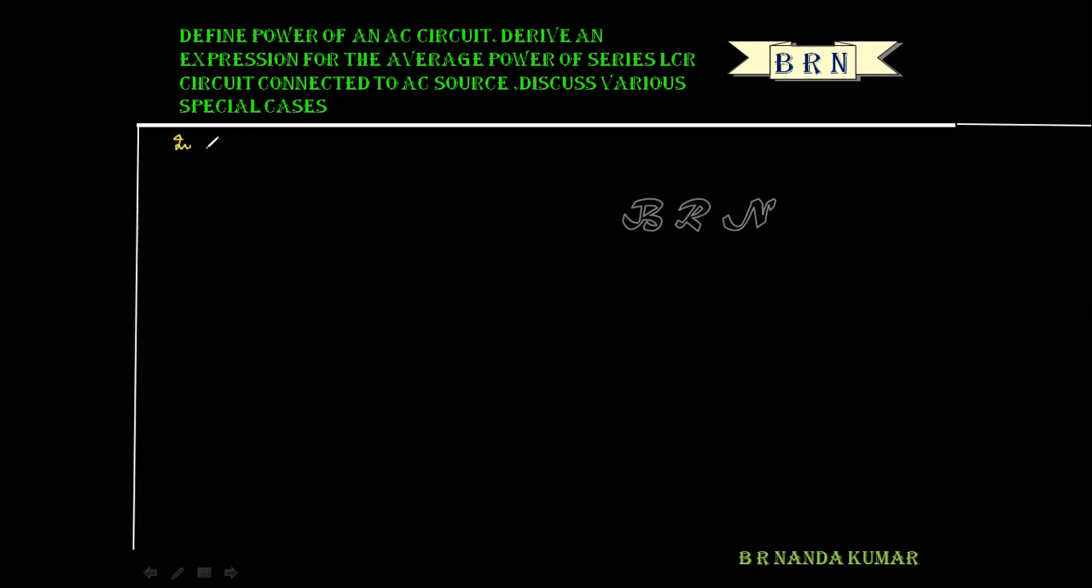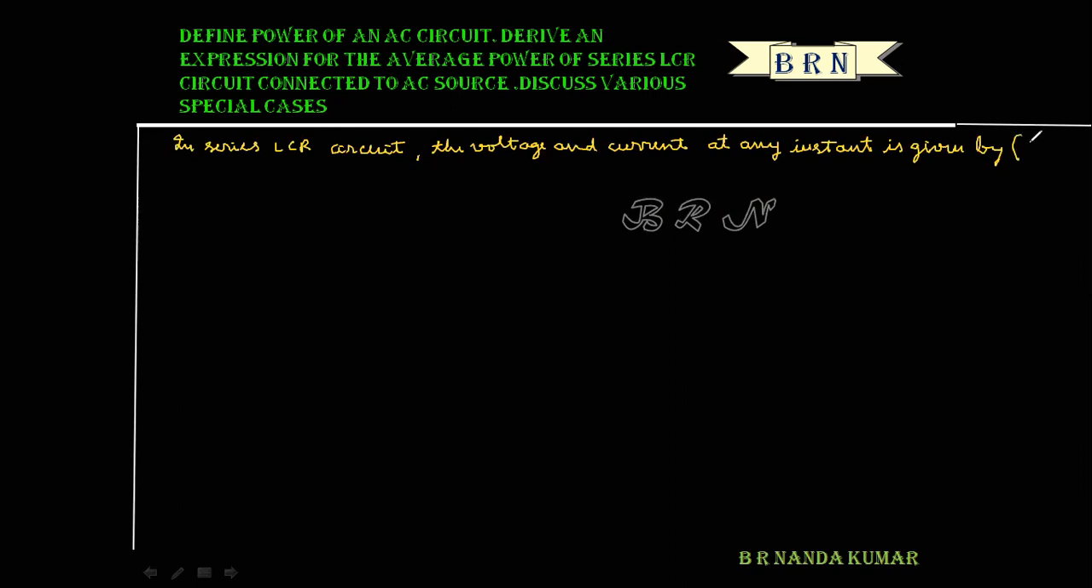So in a series LCR circuit, the voltage and current at any instant are given by, so here let us assume VL is more than VC.